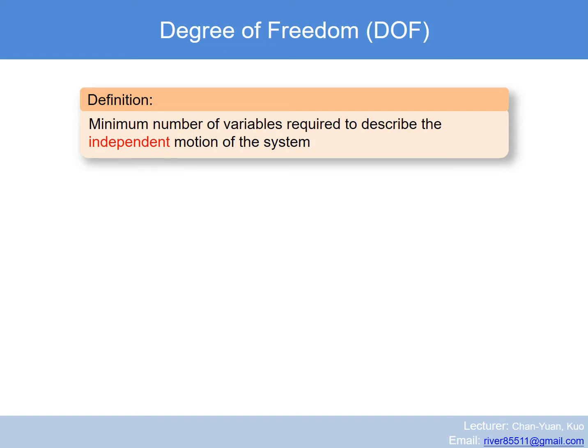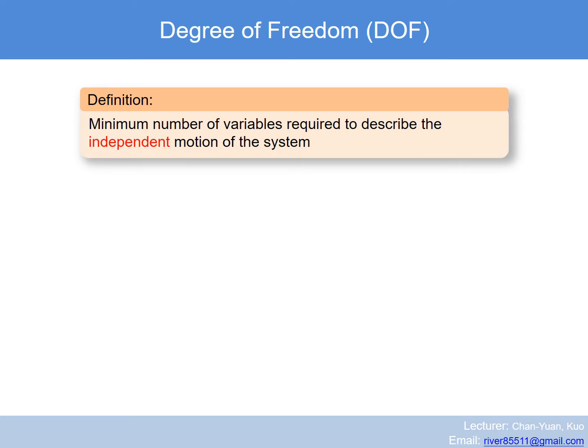Guys, this is David. Today I want to talk about the concept of degree of freedom. First, let's start off by going through the definition of degree of freedom. It is the minimum number of variables required to describe the independent motion of the system.